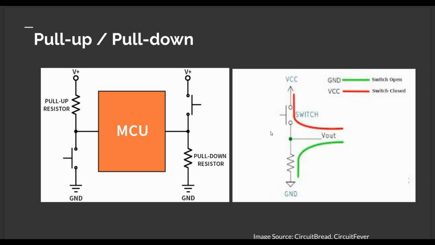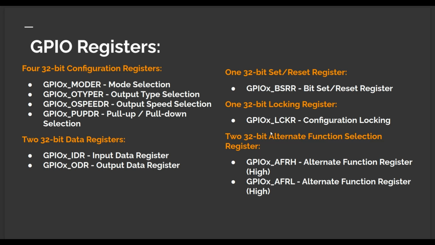So let us move to the GPIO registers. As we discussed, based on the features available for all the GPIO pins, we have different registers to configure those features. Here in STM32 we have four 32-bit configuration registers, and the first one is the mode register. So we can select the mode. As we see, the GPIO can be configured as input, output, or alternate function. So we can change the mode by writing to this register.